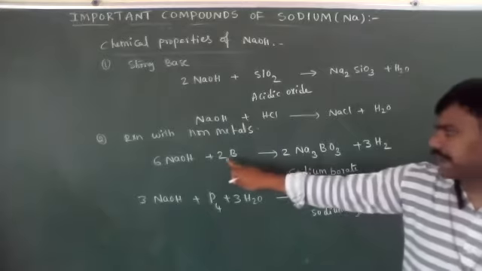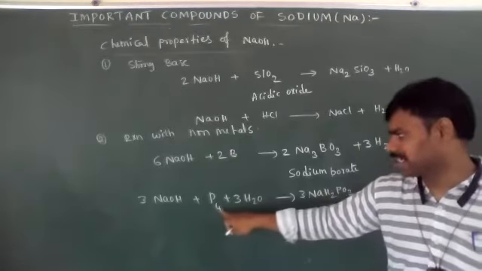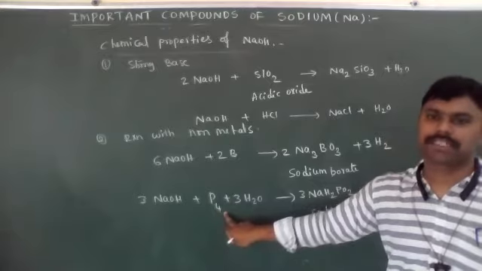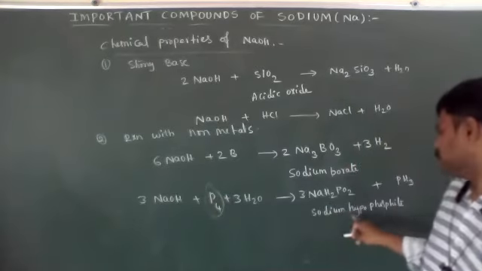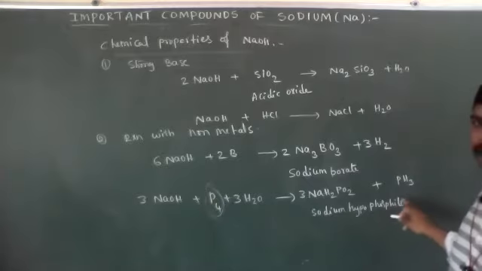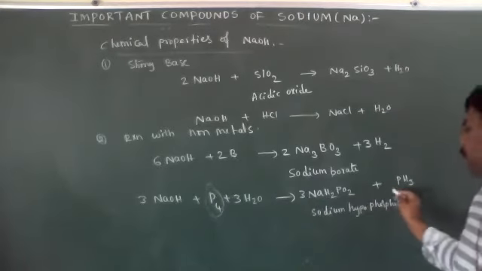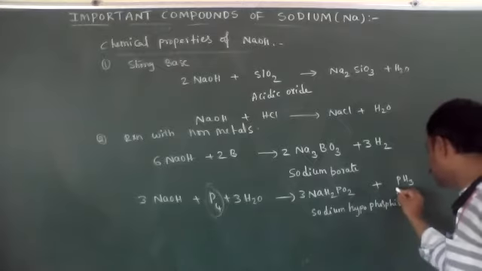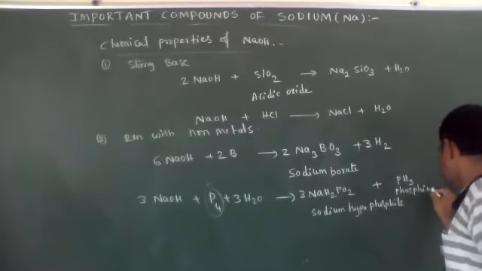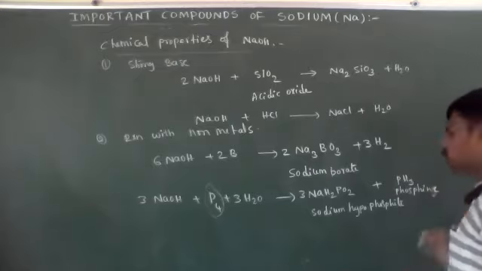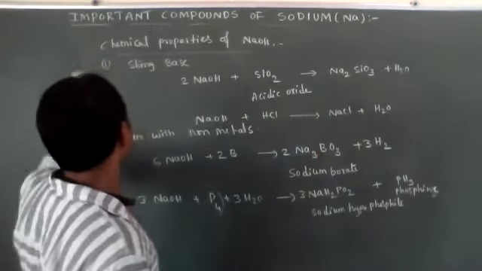So this is the reaction with non-metals. Sodium hydroxide reacts with non-metals like boron to form sodium borate, and sodium hydroxide reacts with phosphorus, whose allotropic form exists as P4, to form sodium hypophosphite, formula NaH2PO2, and PH3, whose name is phosphine gas. This is the reaction with the non-metals. Let's see the reaction with metals.